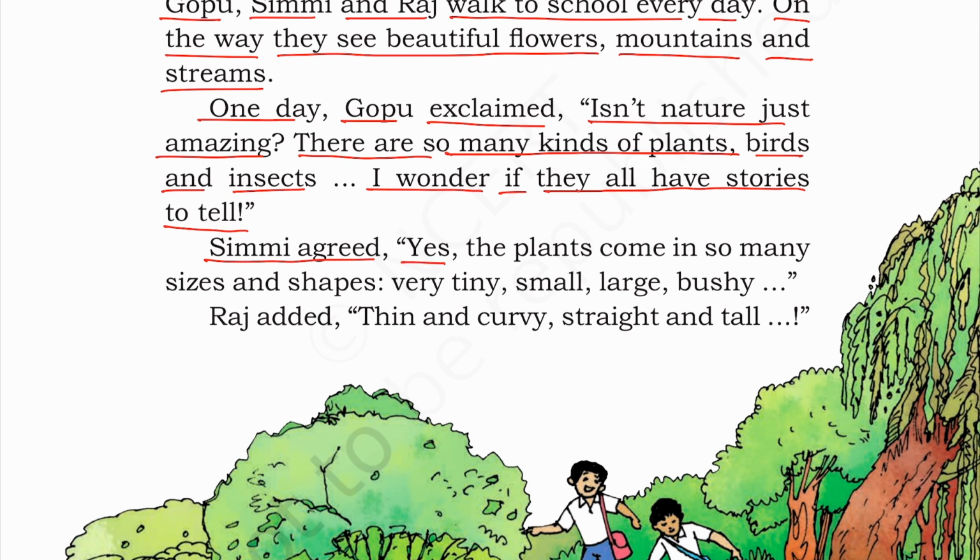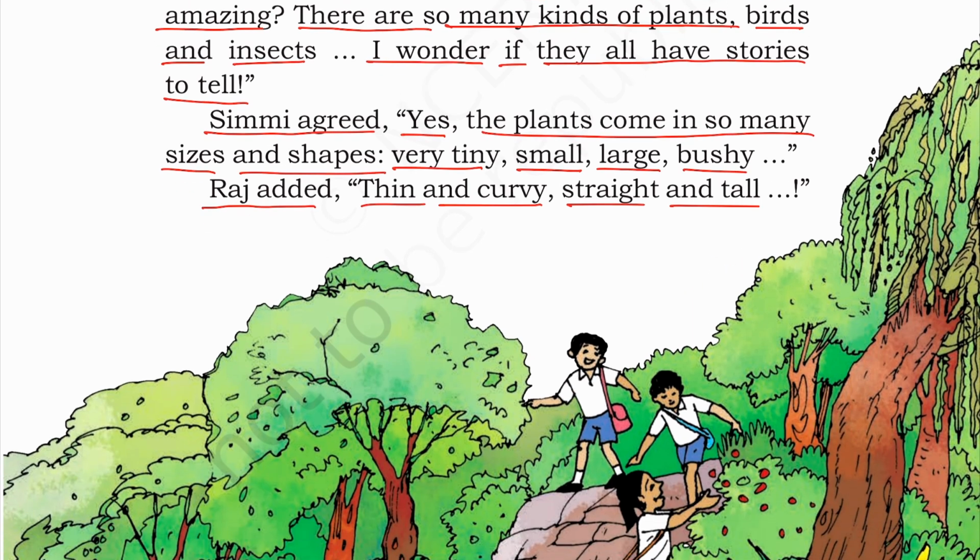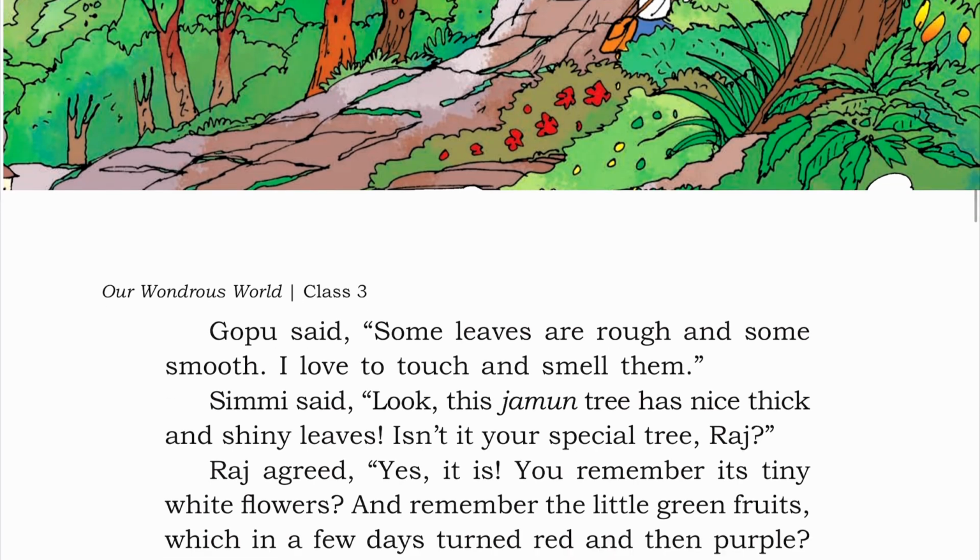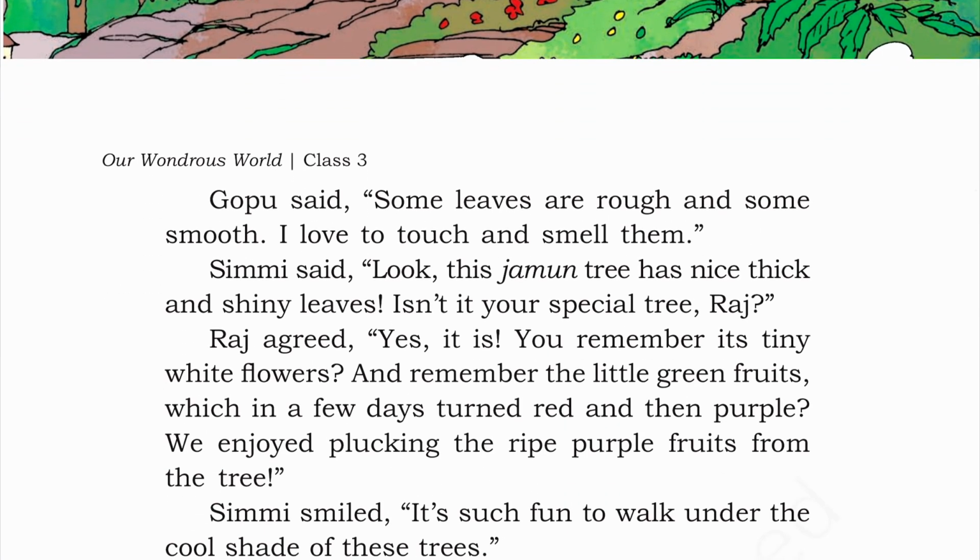Simi agreed, "Yes, the plants come in so many sizes and shapes. Very thin, small, large, bushy." Raj added, "Thin and curvy, straight and tall." Gopu said, "Some leaves are rough and some smooth. I love to touch and smell them."